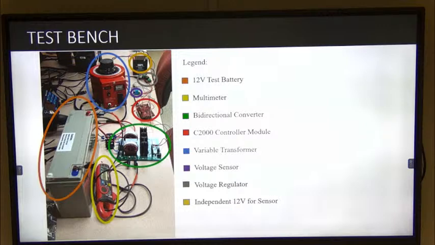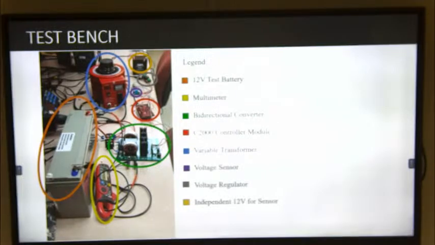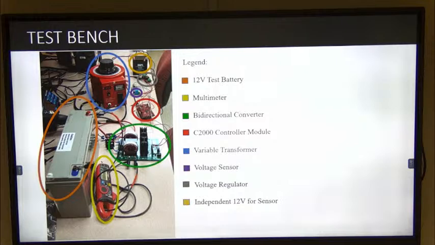So continuing on with our pictures, here is our test bench. From top to bottom, on the left, you can see in orange our 12-volt test battery, which was what we were charging and discharging. We had a multimeter hooked up to that, in reality more of an amp meter, so that we could confirm that we were seeing the negative or the positive current going in or out of the system. In green, you'll see our bidirectional converter, which was the system that we opted for, the single-phase bidirectional converter. In blue on top, it's a variable transformer. With that, we were manipulating how much AC we're putting into our bidirectional converter.